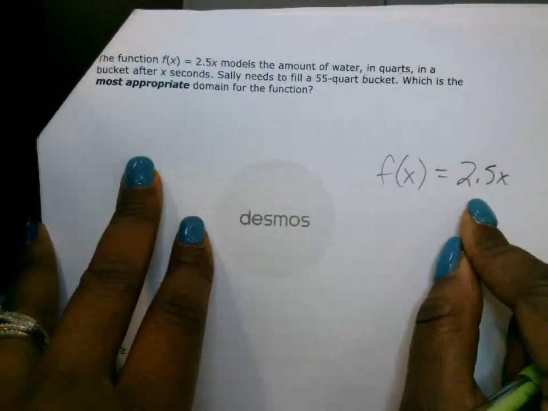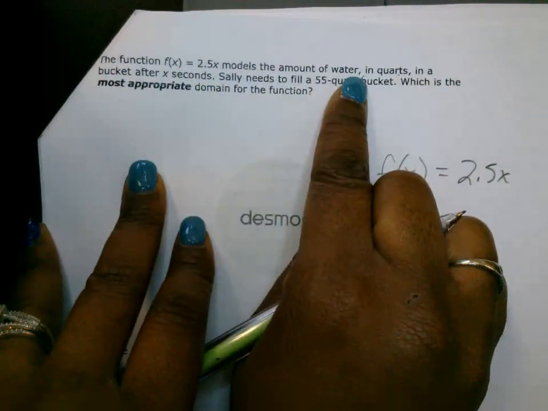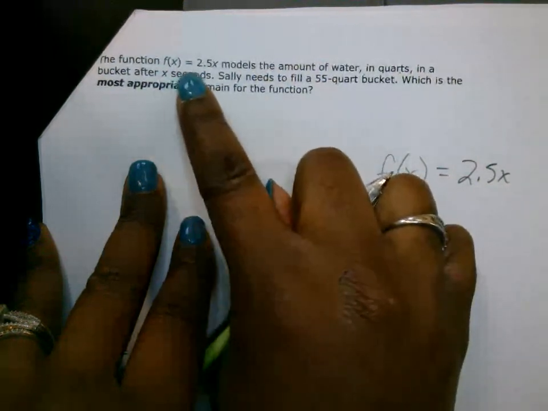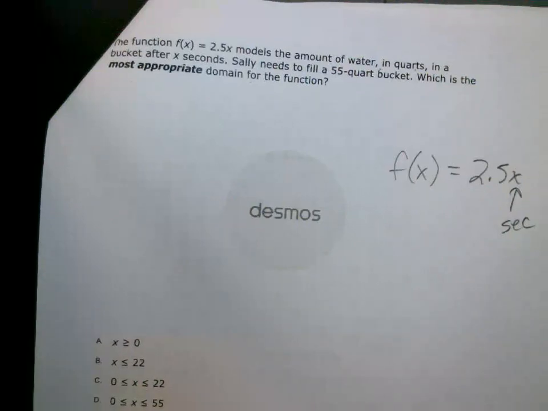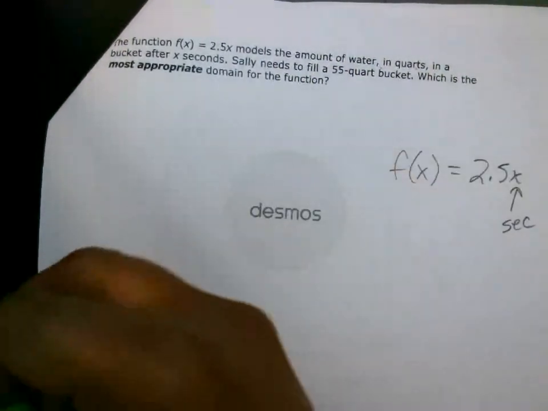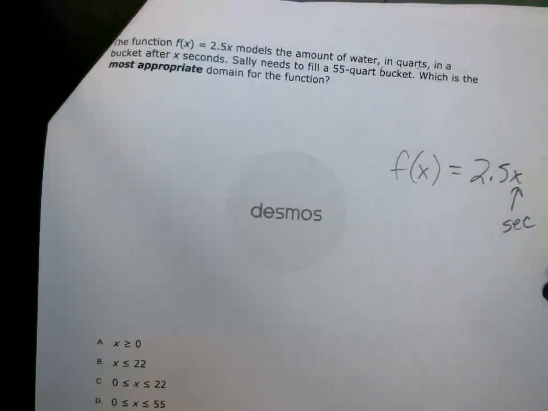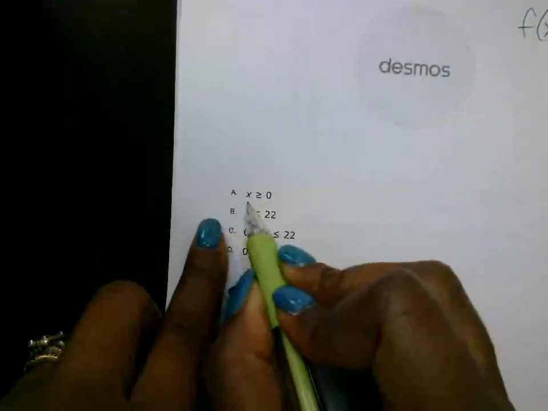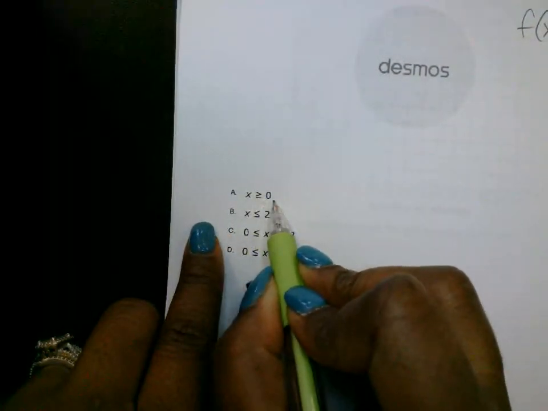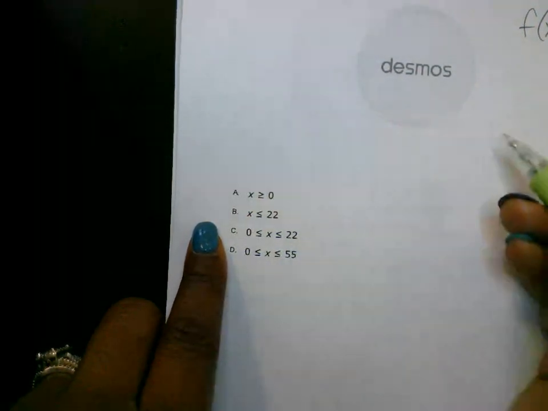Okay, this equation represents the amount of water in quarts in the bucket after x seconds. So the x represents the seconds. Okay, you can't have negative seconds, right? But you can start from 0 on up, okay, with seconds. So for this, it's going to be 0 on up. So the x can be greater than or equal to 0. It can't be less than 0, but it can be greater than 0.